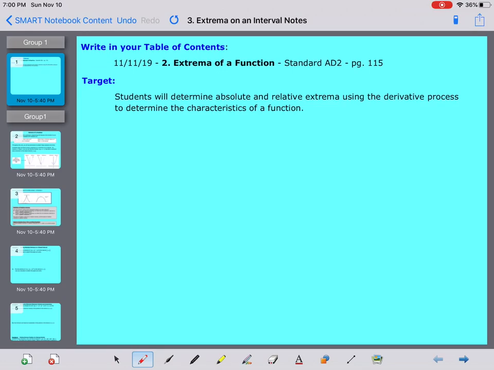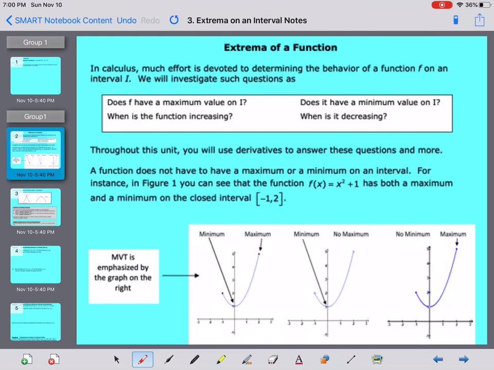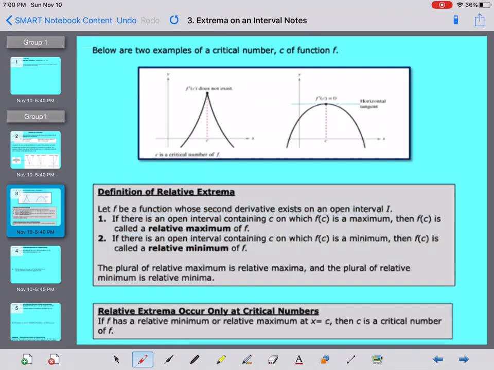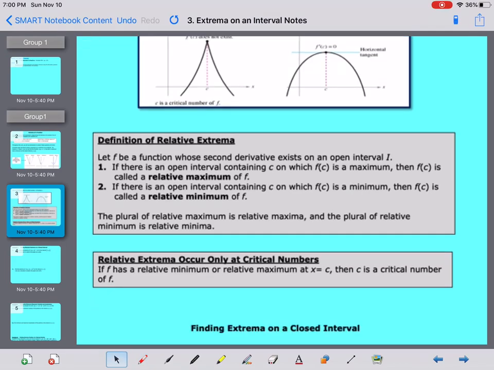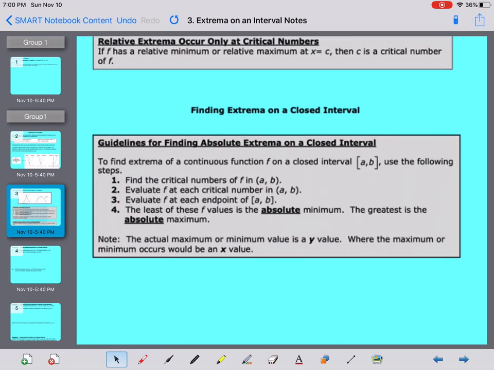The target for this video is students will determine absolute and relative extrema using the derivative process to determine the characteristics of functions. Hopefully we got through that first page and the second page. At the end of the second page, we talked about the process for finding absolute extrema on closed intervals. So we're going to do this process.